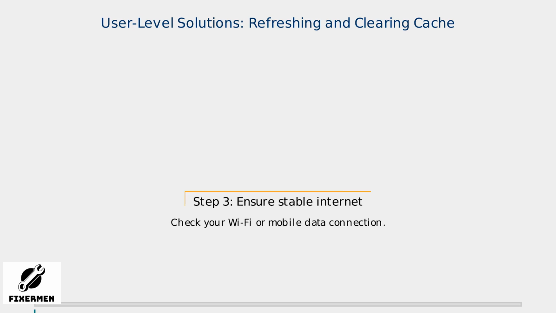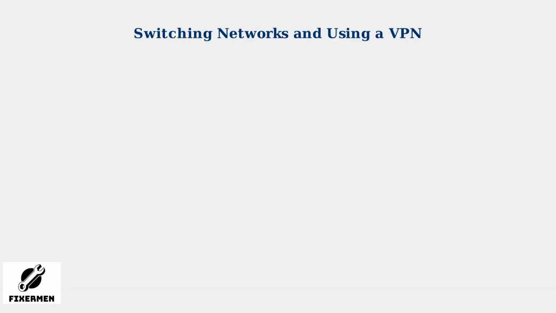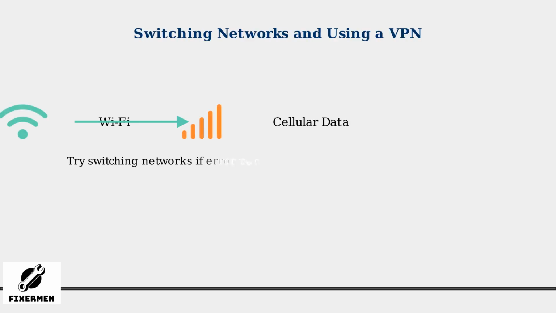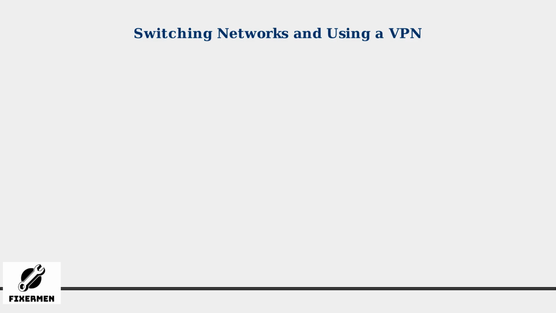Finally, ensure you have a stable internet connection. Switch between Wi-Fi and mobile data, or try connecting to a different network if the error persists. Try switching between Wi-Fi and cellular data to see if the error persists. Sometimes the issue is specific to one network type.